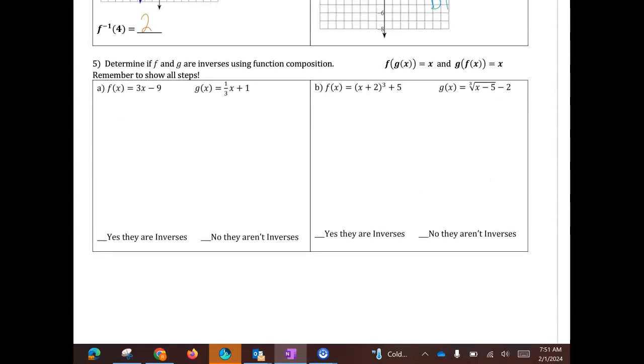All right, determine if f and g are inverses, and you have to use function composition. That's what I'm seeing, which is written over here for you. All right, so what I'm going to do is get these set up here. I'm going to do that on all the problems.